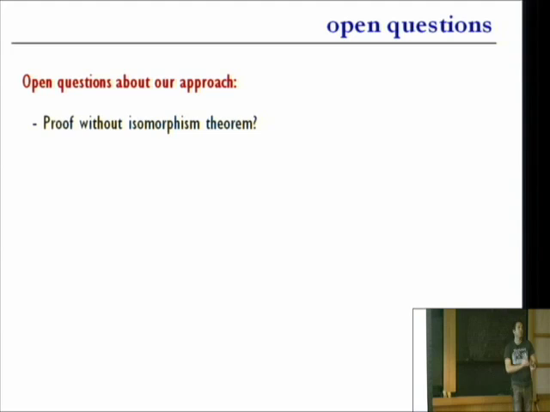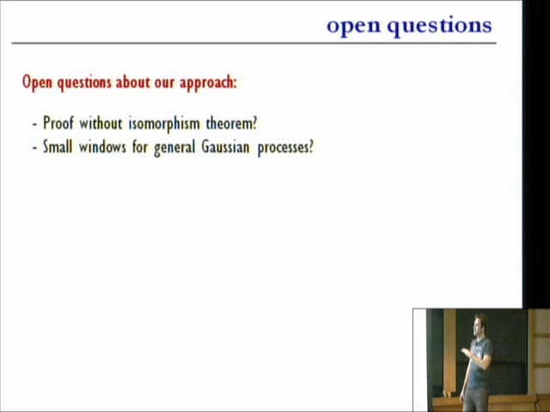Really? Yeah. So let me just say that the upper bound basically goes through without the isomorphism theorem. So you can prove the upper bound like this, just using concentration and so forth. Probably. It's not written down, but it's probably true. But the lower bound, I have no idea how to do it without the isomorphism theorem, for exactly this reason. Controlling the correlations seems really difficult.